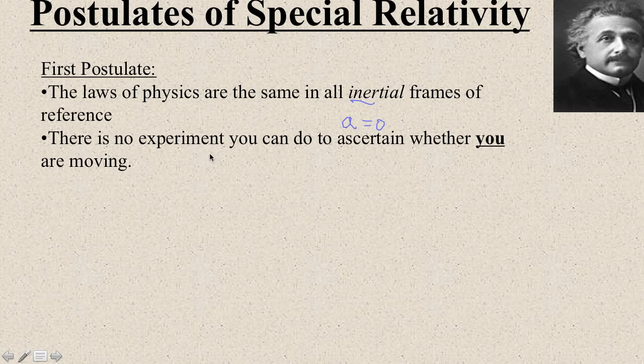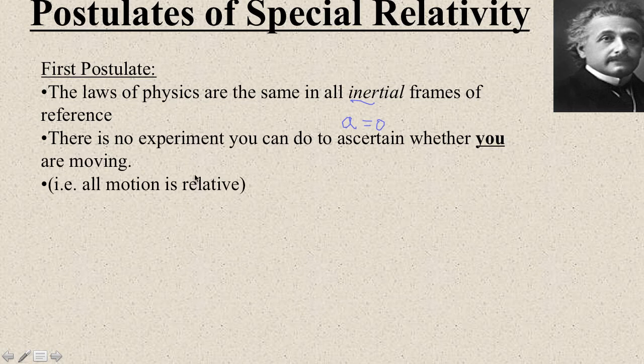Another way to say this is there's no experiment you can do to ascertain whether you are moving and someone's sitting still, or whether they're moving and you're sitting still. If you meet another spaceship in space, you'll never ever win the argument, "No, you're moving, I'm not." Okay, that's the notion here, right? The second, so this is where relativity comes from, right?